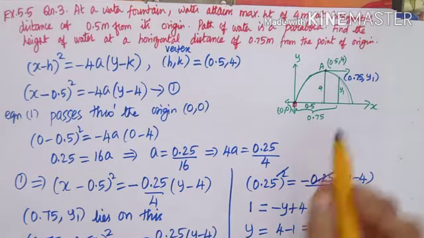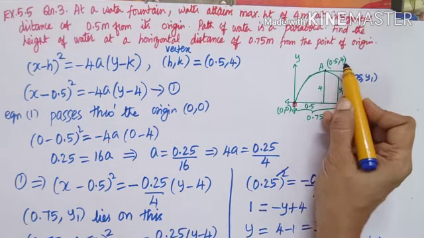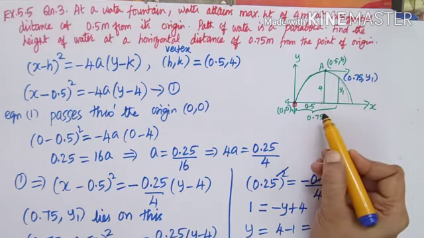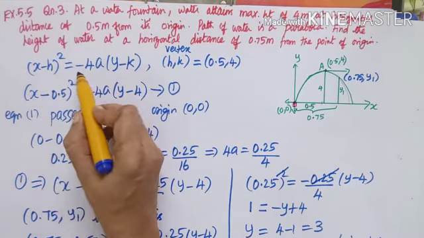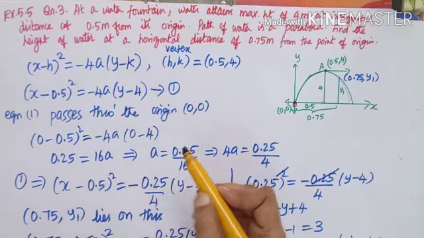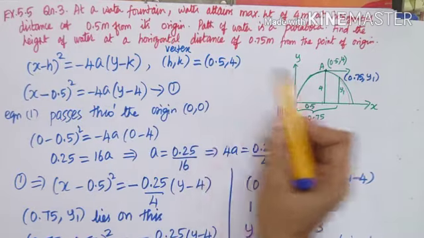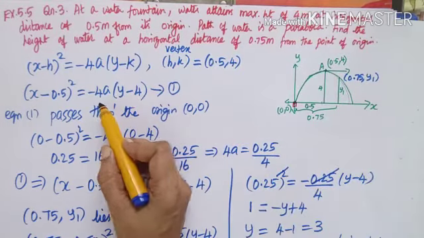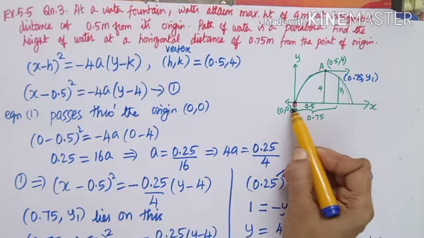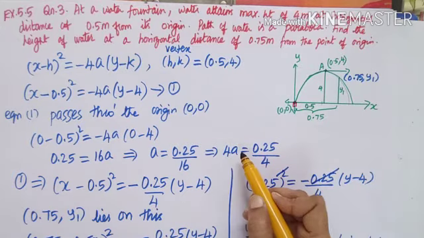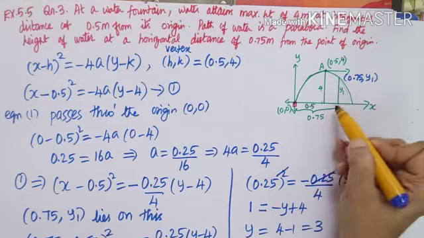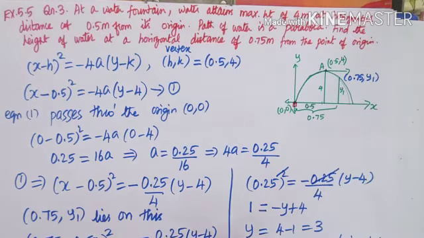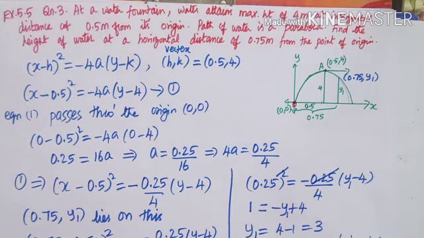Let us remember, whenever the vertex is different, a parabola opening down will have the equation (x minus h) the whole square equals minus 4a into (y minus k), h comma k being the vertex of it. Substitute a point on it, I can say 0, 0. Putting that we get 4a. Then if 0.75 is x value, what is the y value? So find out that y value, put y1 everywhere. That y1 value is my answer.